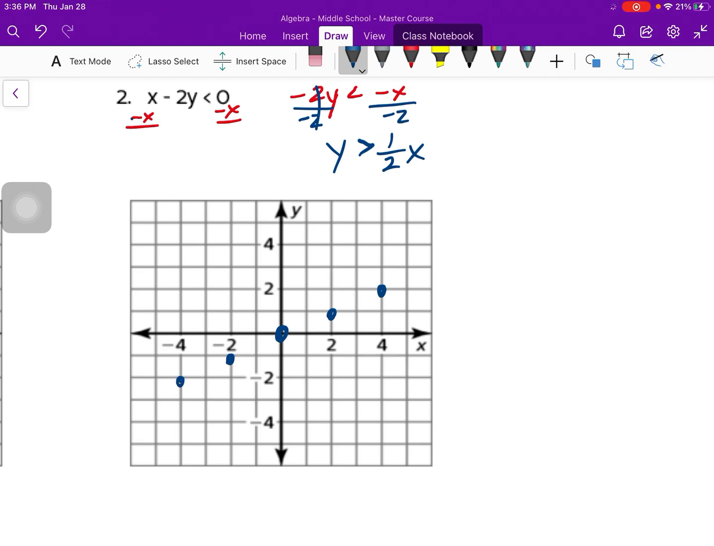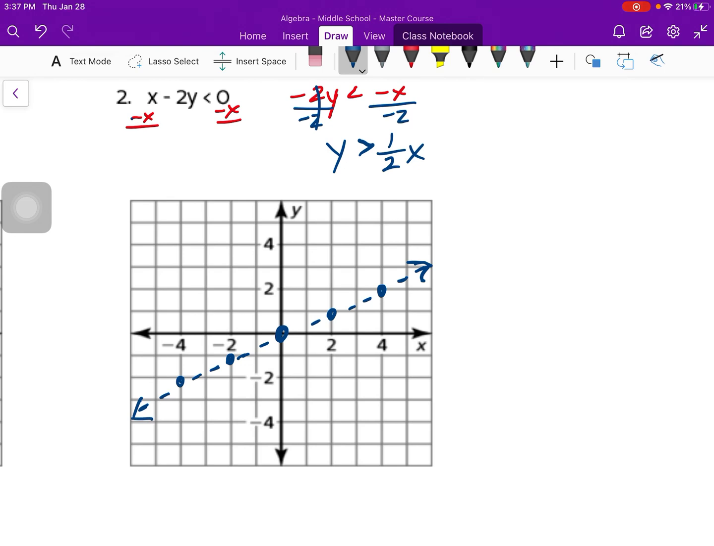I like to draw as many points as I can, especially this time because I'm not going to be able to use my line tool because I need a dashed line because I don't have that. It's not greater than or equal or less than or equal to. It's just greater than. So I need a dashed line here. So drawing lots of points helps me get this line nice and neat. I'm going to pop some arrows on both ends.